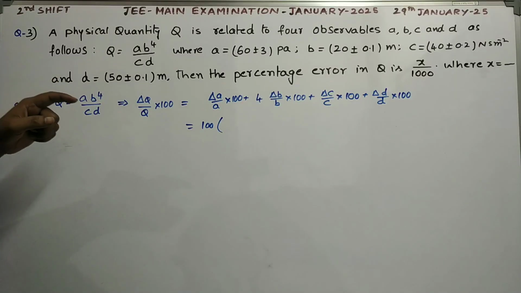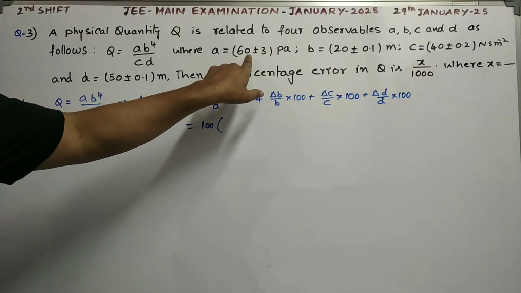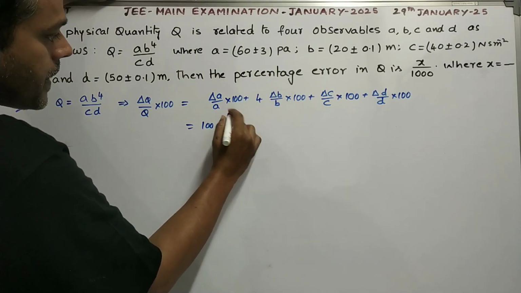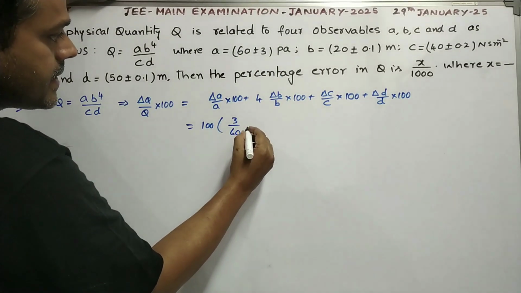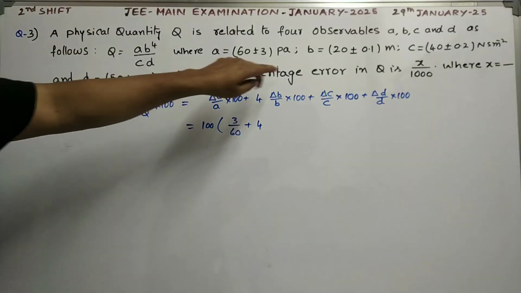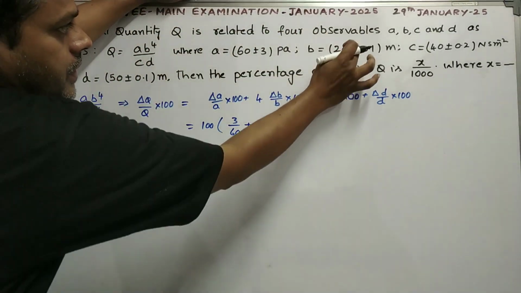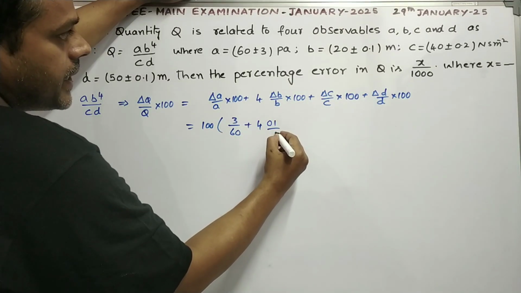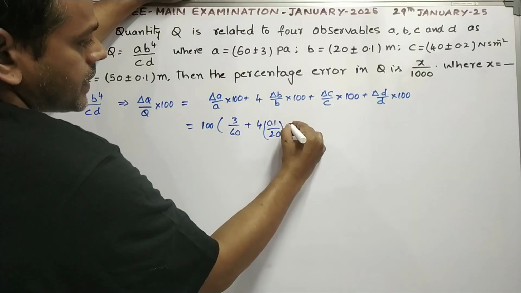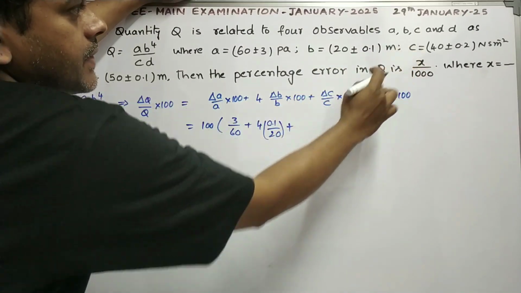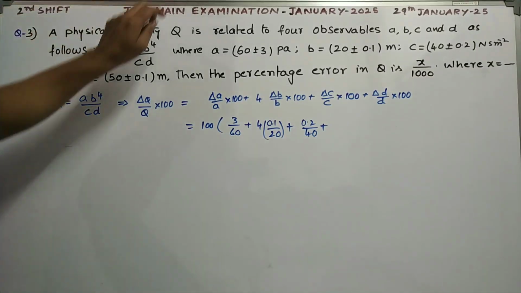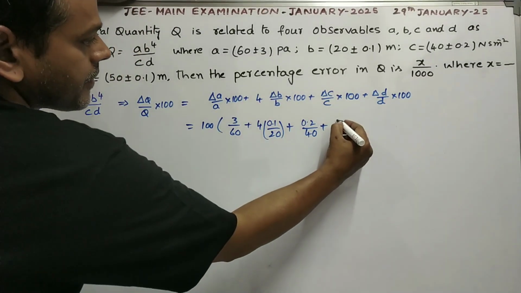Delta A by A: A is given as 60 plus or minus 3 Pascal. That means delta A is 3 and A is 60. So 3 by 60 plus 4 into delta B by B, 0.1 by 20, plus delta C by C, that is 0.2 by 40, plus delta D by D, that means 0.1 by 50.